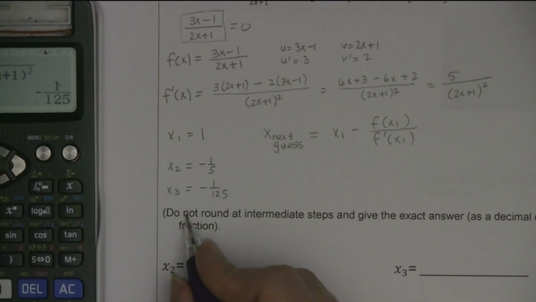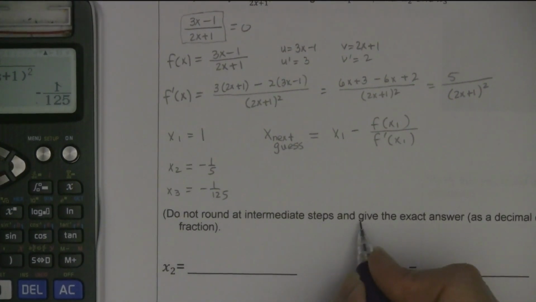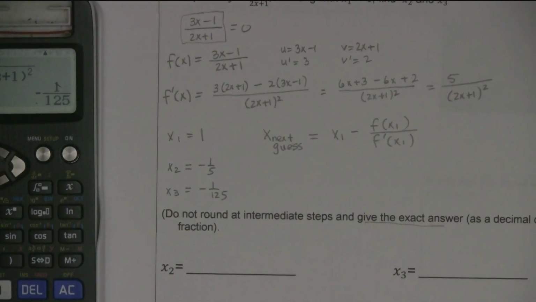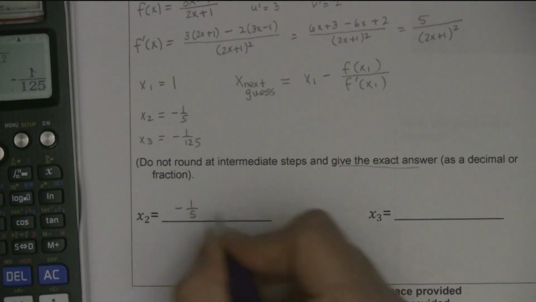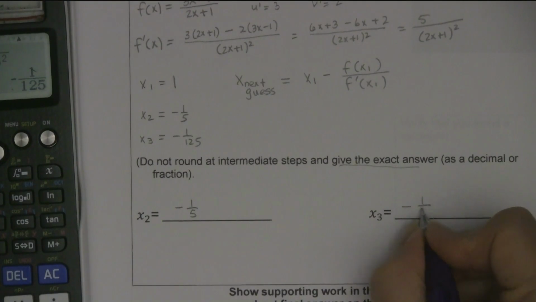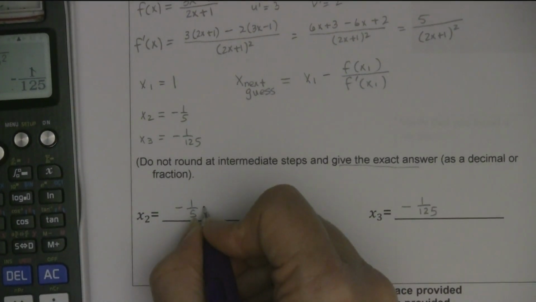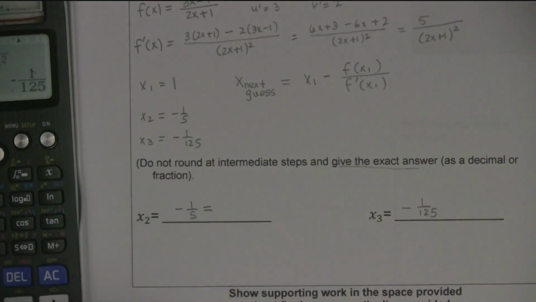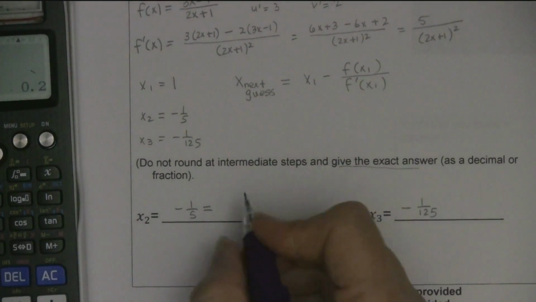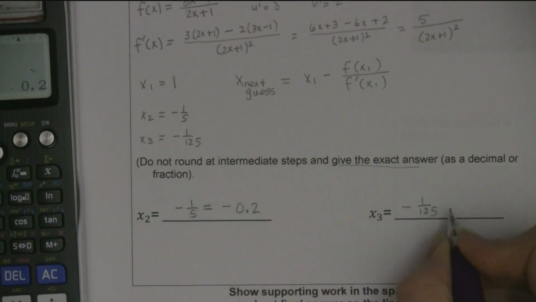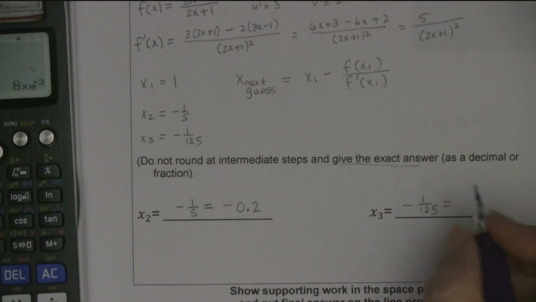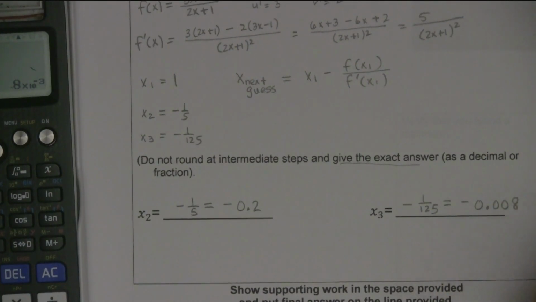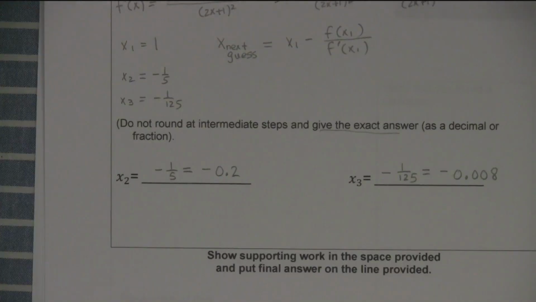And I told you, do not round at intermediate steps, which we didn't, and give the exact answer either as a decimal or a fraction. So I have them right now as fractions, and that's great. So I'm going to leave them as fractions. You could put them as decimals if you wanted. So this is exactly equal, 1 divided by 5 is exactly equal to negative 0.2. And this is exactly 1 divided by 1.25 is equal to negative 0.008. And there's somebody at my door.